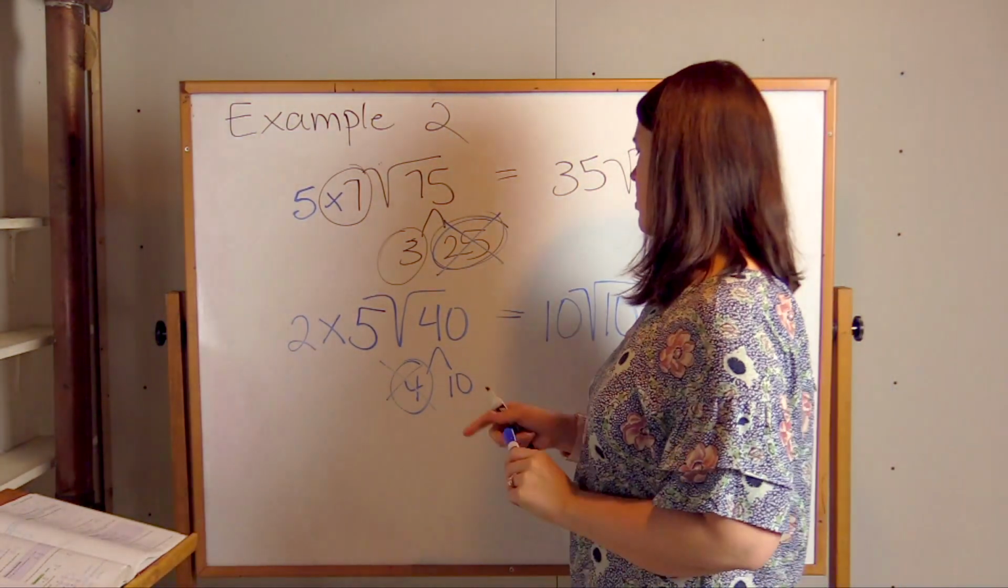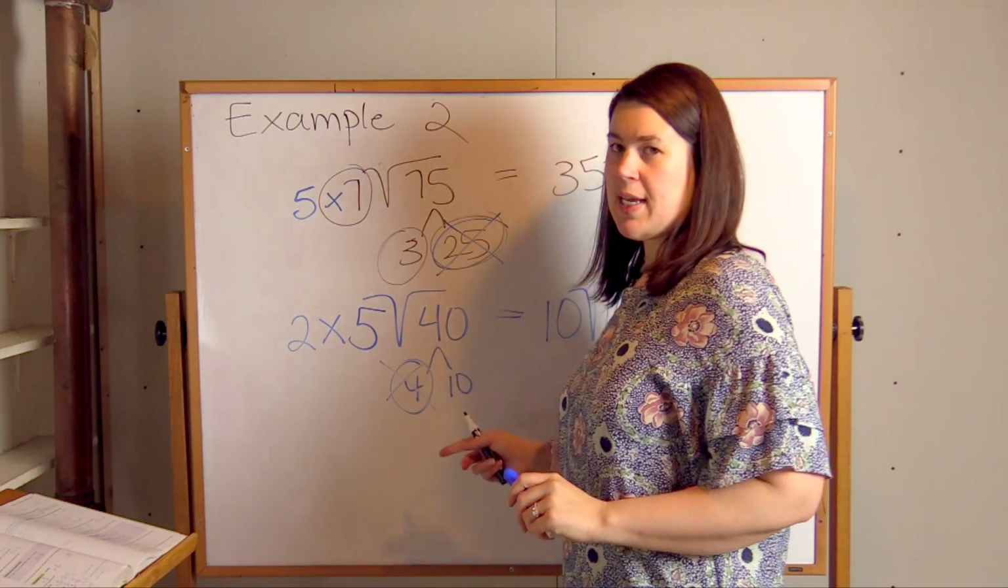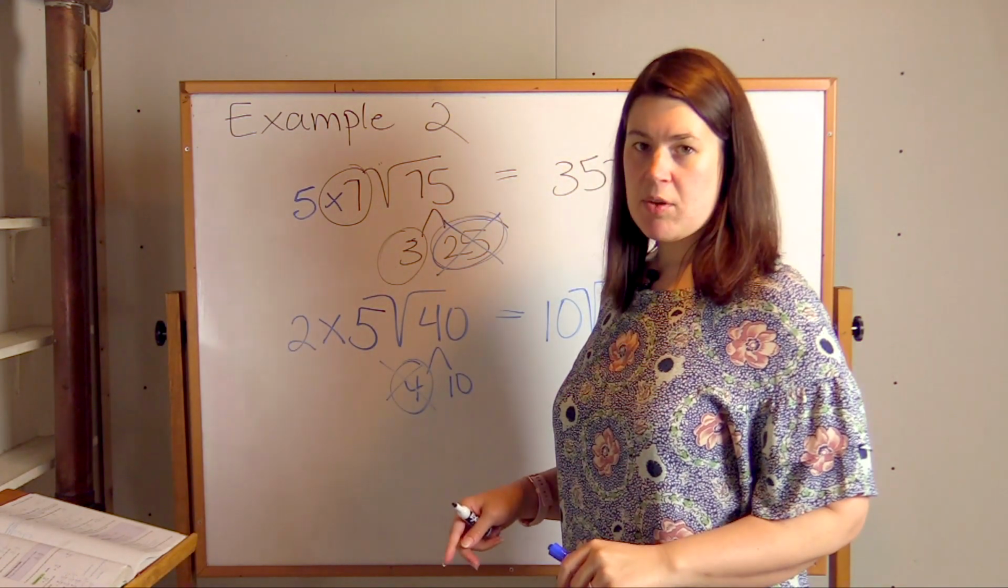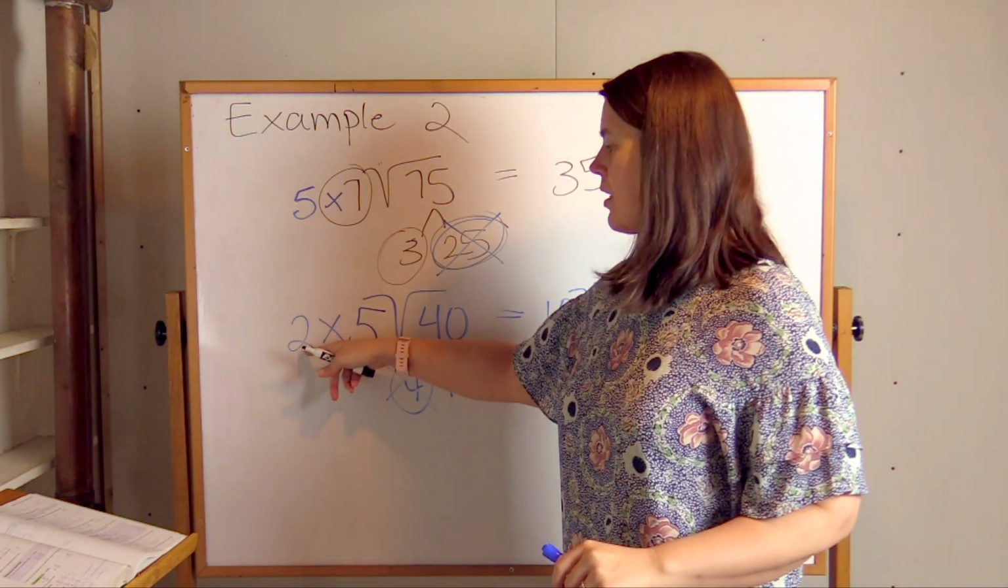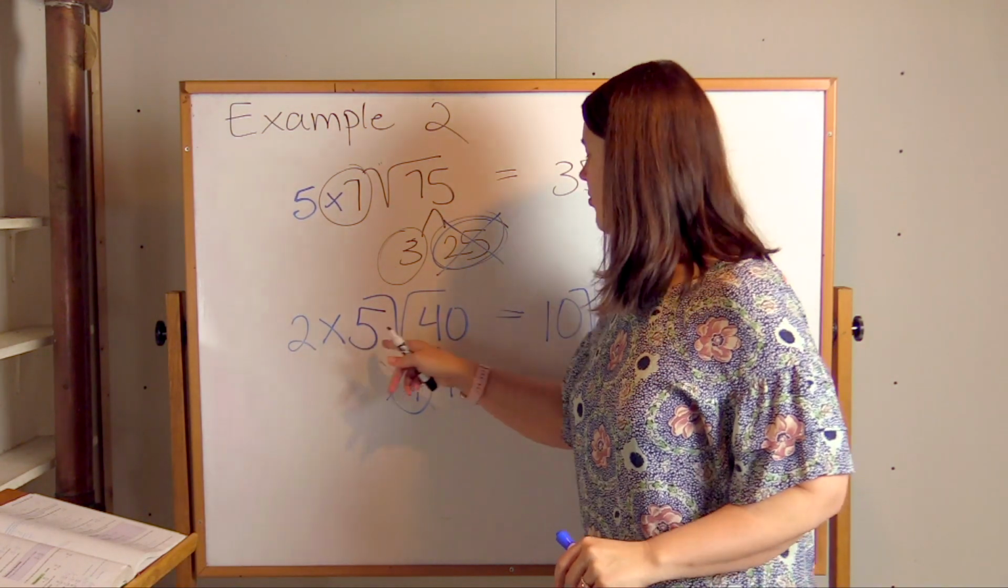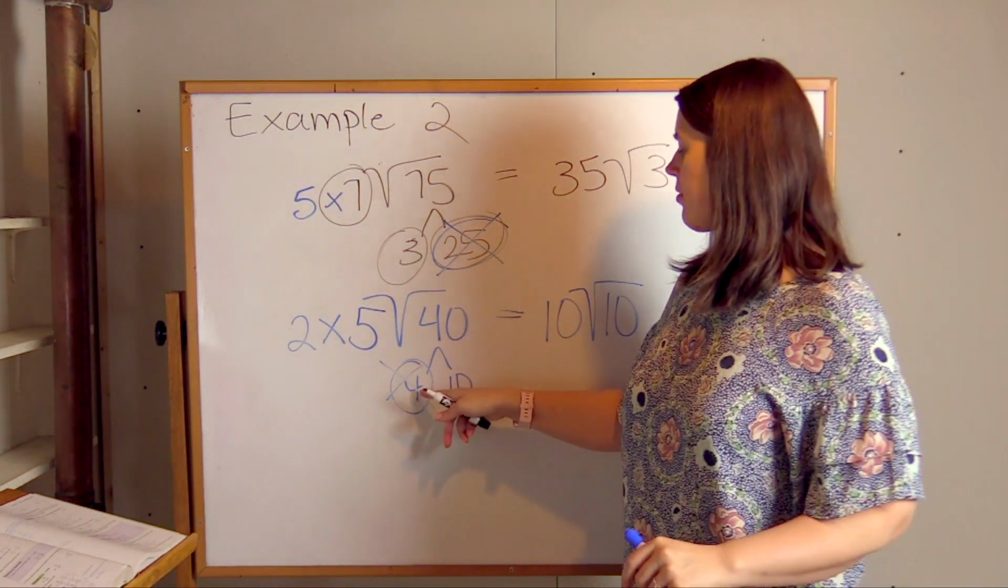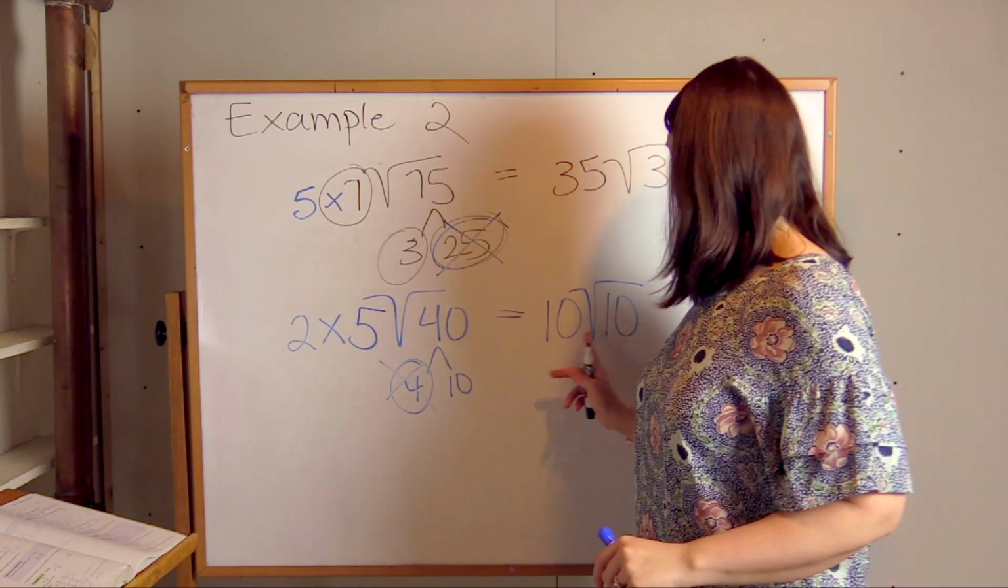All right, so I broke 40 into 4 times 10. 4 is a perfect square, so if I take the square root of 4, I get 2. So 2 times 5 gives me 10. What's left behind when the 4 goes away? 10.